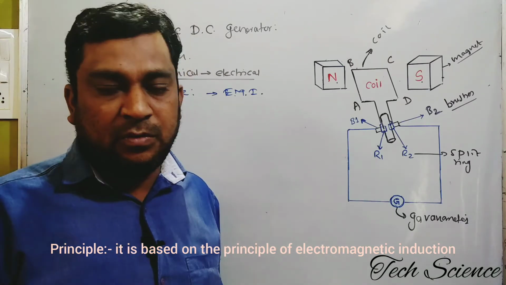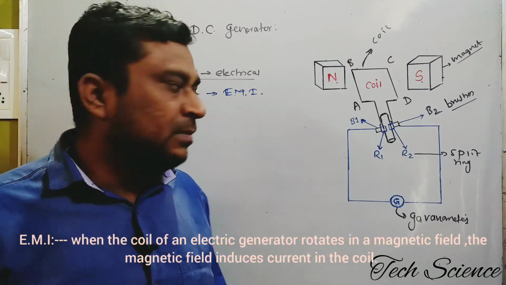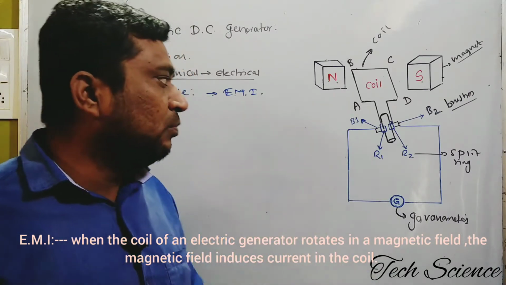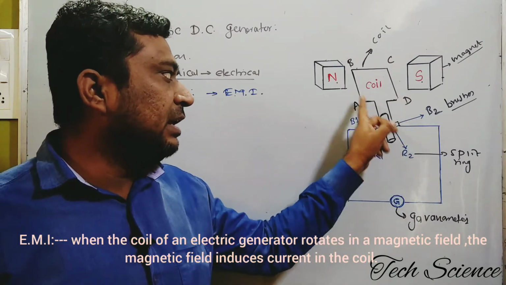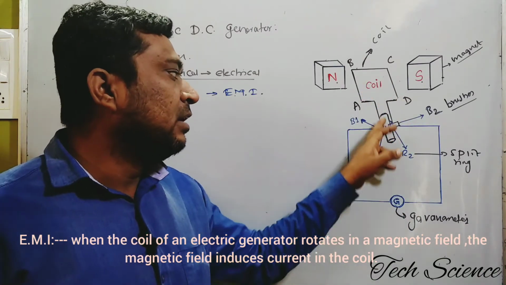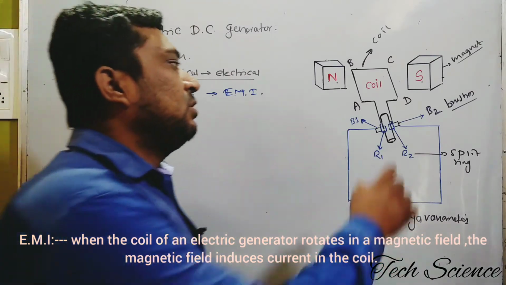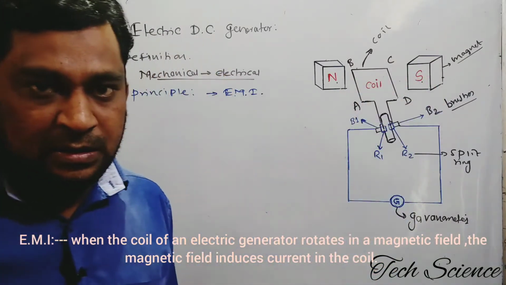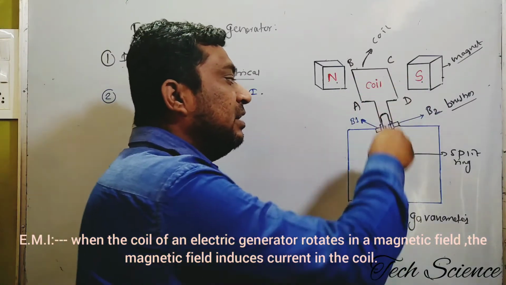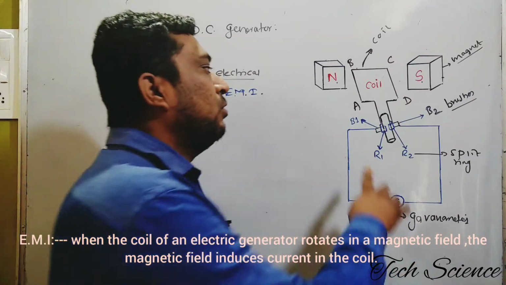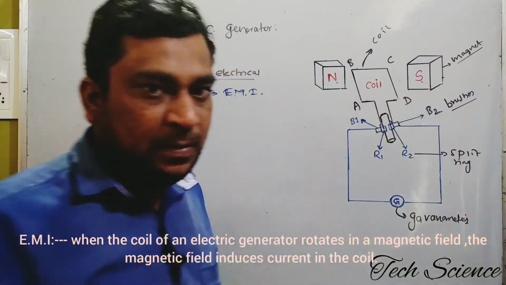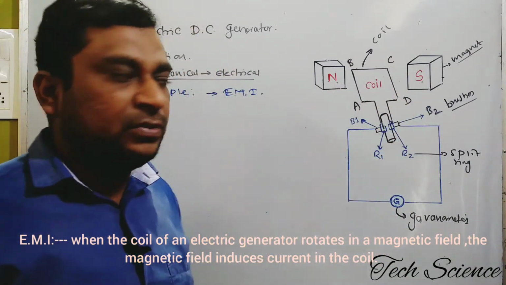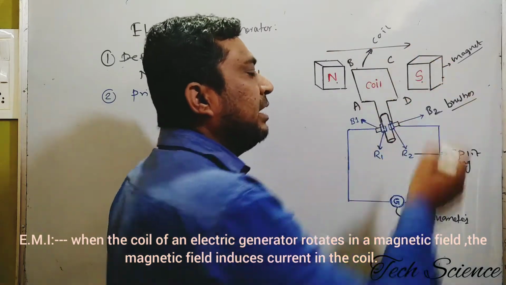Now the question is, what is EMI? If you have not seen that video, please see it, the link is in the description. In short, to summarize electromagnetic induction: this coil ABCD is called the armature coil, a part of the generator. When this armature coil is rotated while placed in a magnetic field, current gets induced in the coil. We know the magnetic lines of force start at the north pole and end at the south pole.